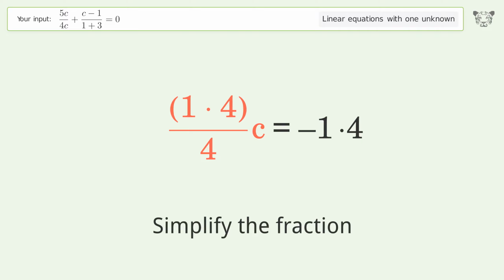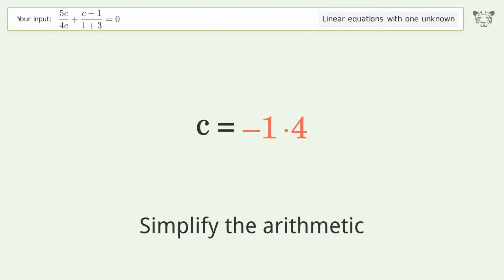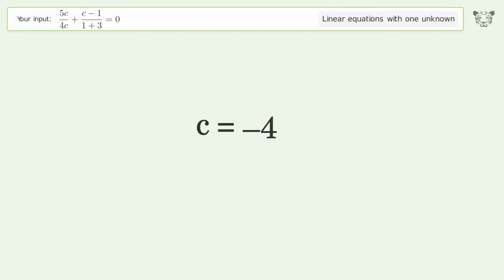Simplify the fraction. Simplify the arithmetic. And so the final result is c equals -4.